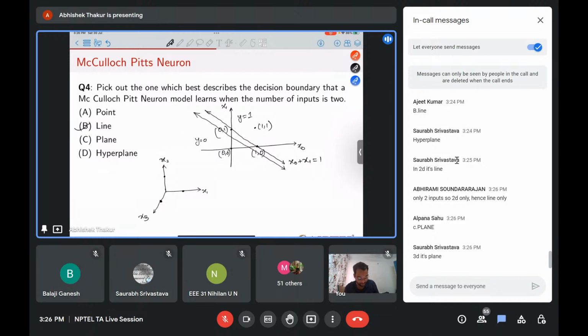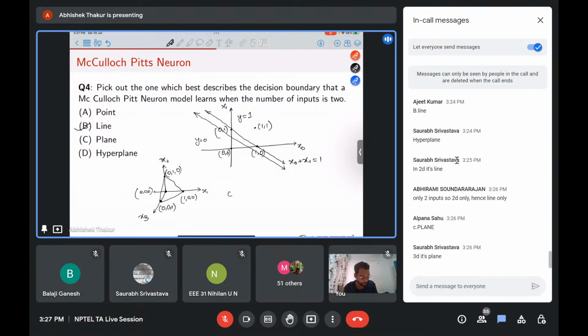Now there are 8 points in this. So the plane will intersect 1 0 0, 0 1 0 and 0 0 1. Because below this plane only one point will be there, that is 0 0 0, and above this it can separate out just like the OR function.